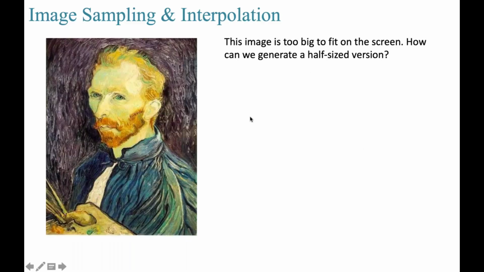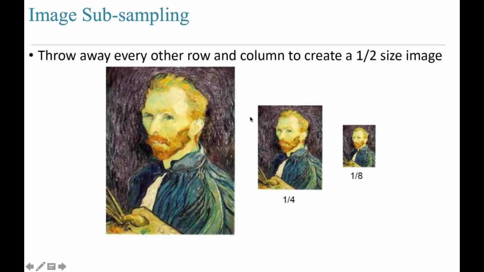In image sampling and interpretation, say a big image is given to you and you want to reduce the size. Reducing the size of the image is called subsampling. When you want to subsample, you throw away, say, every alternate row and every alternate column, which will make your image half the size.